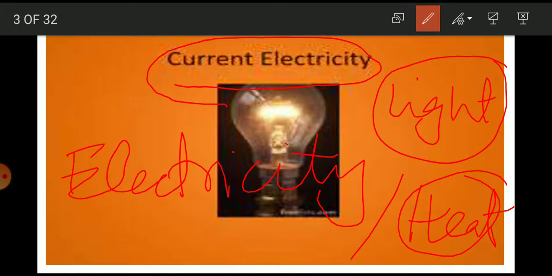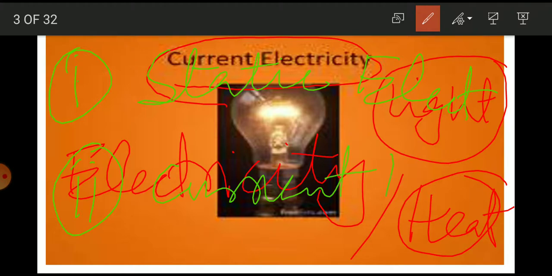Electricity is further divided into two branches. First one is called static electricity. You studied this in chapter number 13. And the second is current electricity. We will study this in unit number 14. We will start this now.